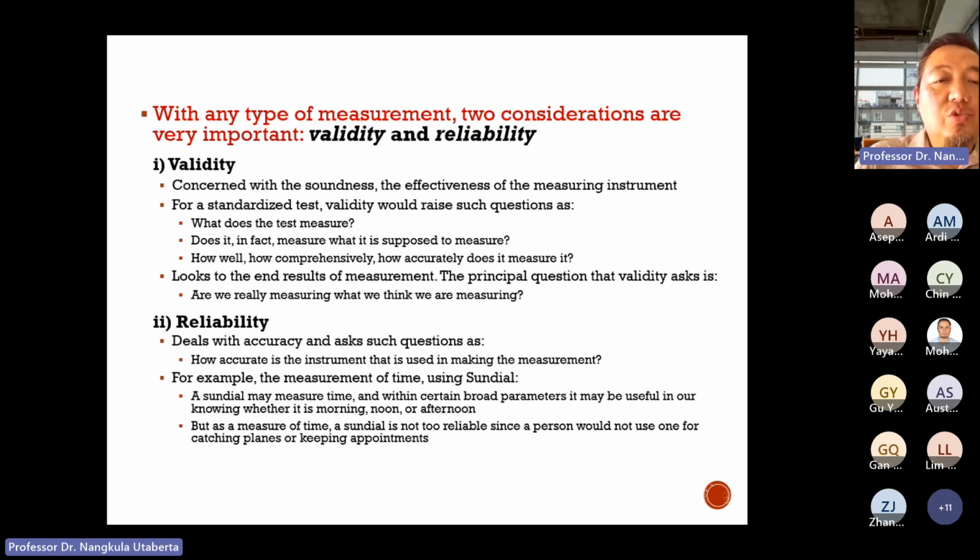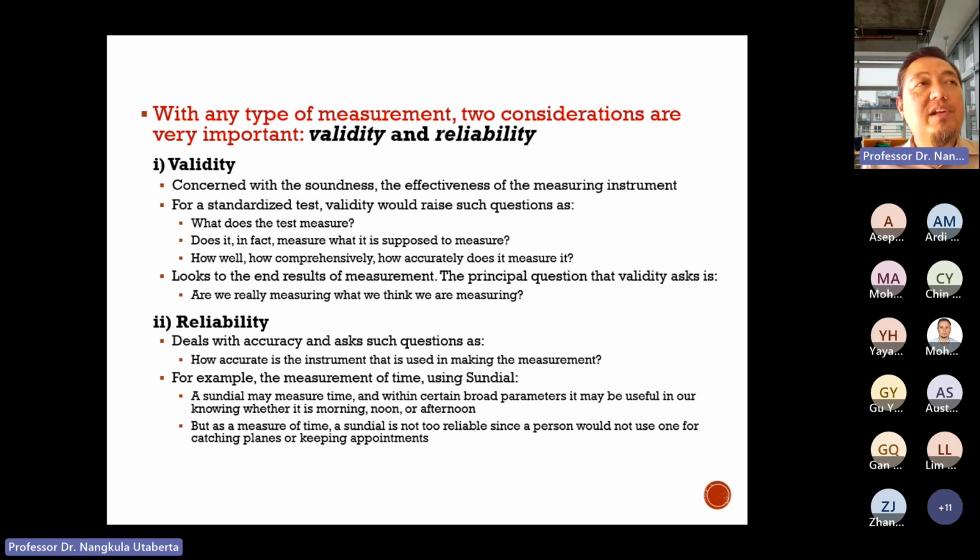In measurement, there are two considerations which are very important. One we call validity, the other one is reliability. Validity is concerned with the soundness and effectiveness of the measuring instrument. Soundness, for example with structural engineers, means that you know this structure won't collapse. The bridge won't collapse, for example. So that is validity.